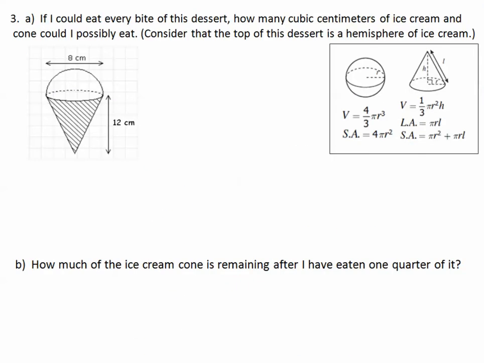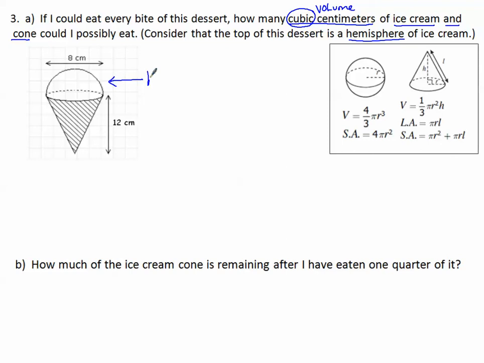Let's see what a problem looks like when we're putting things together instead of taking things out. Number 3, part A. If I could eat every bite of this dessert, how many cubic centimeters, so I see cubic and that makes me think volume, how many cubic centimeters of ice cream and cone, so there's the cone, there's the ice cream, which also fills the cone, could I possibly eat? Consider that the top of this dessert is a hemisphere of ice cream. So we have 2 parts to put together.